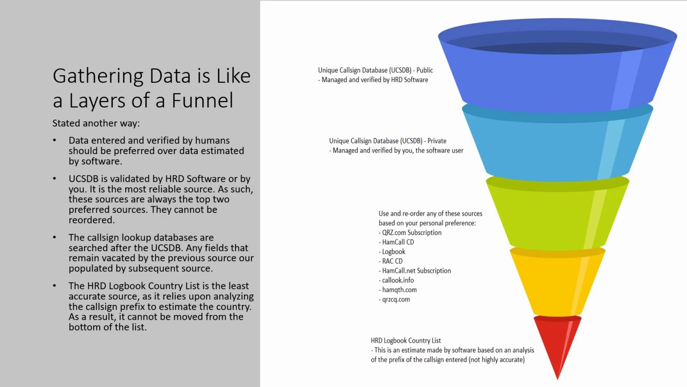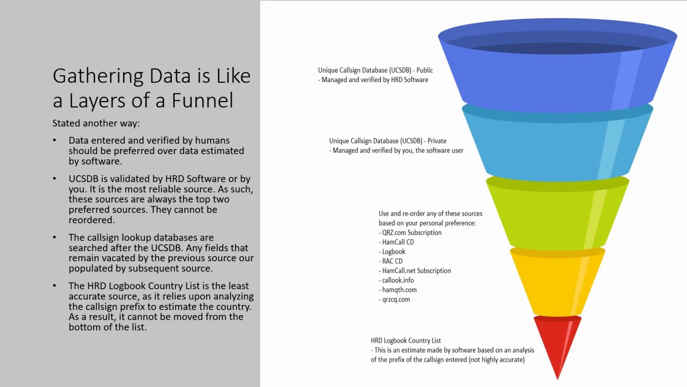The next source is the private UCSDB. This is one that's created and managed by you. You may find a call sign that's not in the public unique call sign database, but you see it online and we haven't gotten to it yet. You don't want to continue to see it logged incorrectly, so you can just add it in there. I'm not going to go into that one. You can find it in our manual in the online wiki. It talks a little bit about how to populate that.